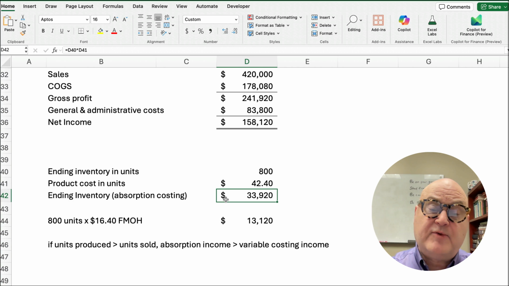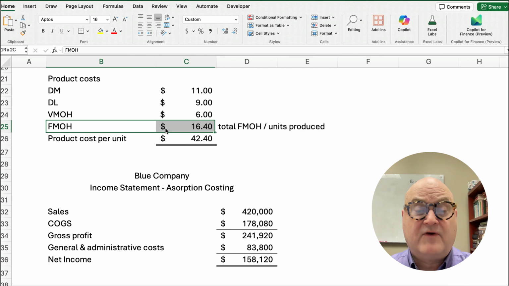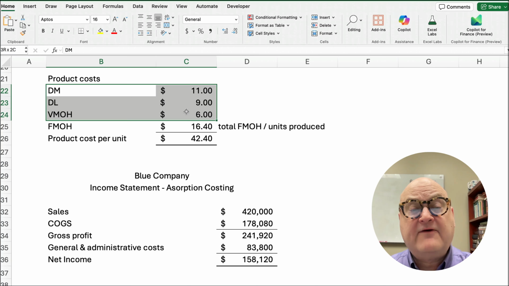So go back and look at that previous video. It's two ways to handle the same kind of problem. The big difference is how we handle the fixed overhead. Under variable costing, the product cost is made up of variable direct materials, variable direct labor, and variable overhead, but it does not include fixed overhead.